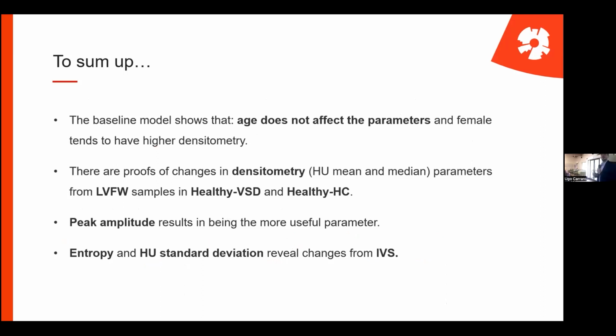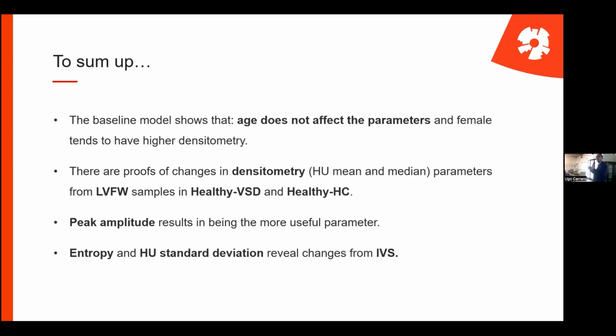So to sum up, our baseline model shows that age does not affect our parameters, and females tend to have higher densitometry values in the two regions of interest. There are some proofs of changes in the densitometry of the left ventricle free wall, especially in the mean and median, when we compare the healthy class with the two pathological classes. From the machine learning analysis, we can say that the peak amplitude turns out to be the most useful parameter, but there's some sign of entropy and standard deviation revealing some change in the intraventricular septum.